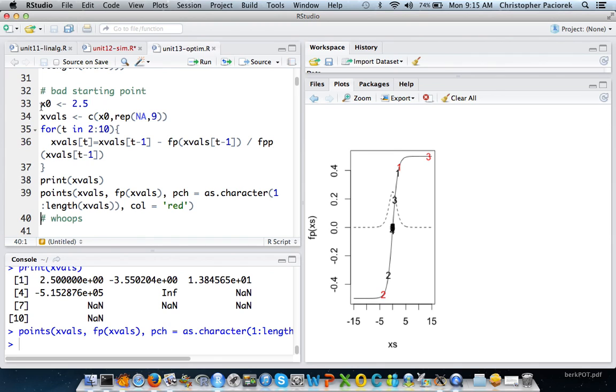And then when I get to 2, it overshoots even further to the right and goes back to 3. I basically start bouncing back and forth, and I diverge away from the optimum. So what's happening here is, if I start far enough out here, then I draw my tangent line, and I follow my tangent line out.